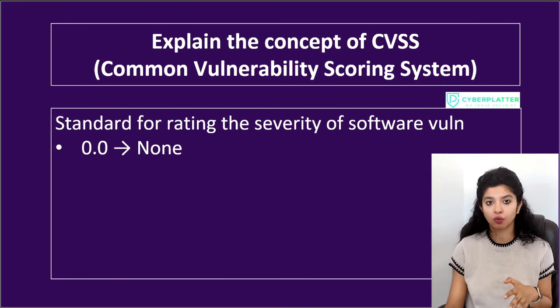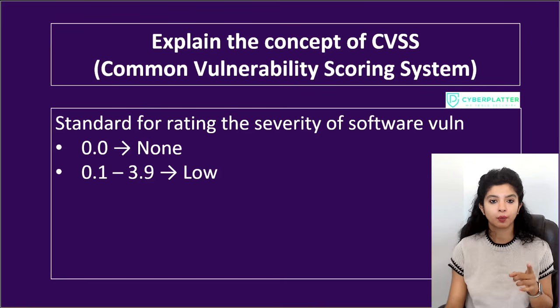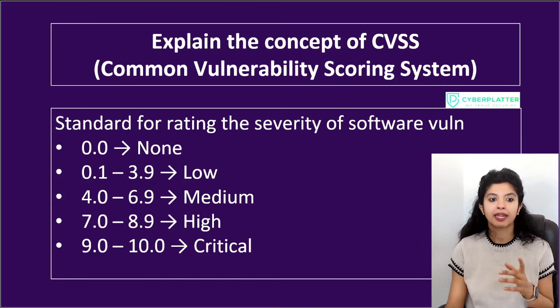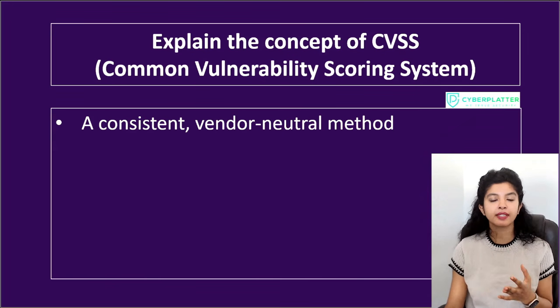0 if there is no vulnerability, 0.1 to 3.9 is low, 4 to 6.9 is medium severity, 7 to 8.9 is high, and 9 to 10 is critical vulnerability, that is critical severity. So CVSS provides a consistent vendor neutral method for comparing vulnerabilities.